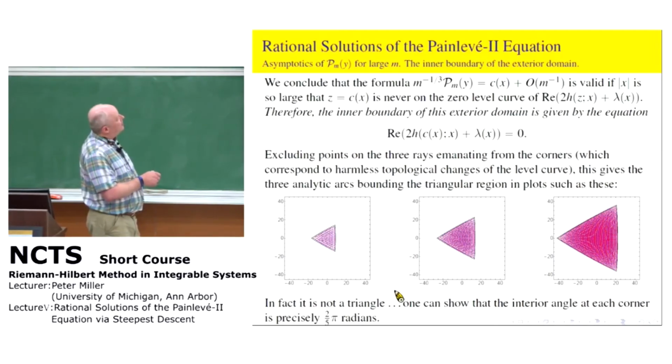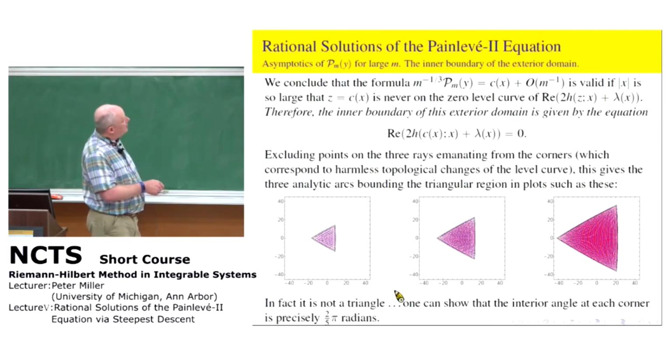So that means that we may say that the inner boundary of this exterior domain is given by the equation that the c of x is on that level curve. And if you write down what this means, it's some condition on x. It's a real condition on a complex variable x. So it's a system of curves in the complex x-plane.